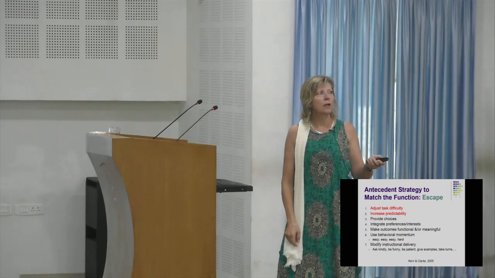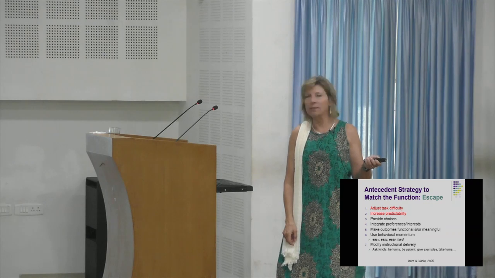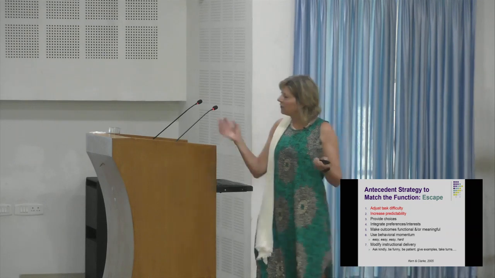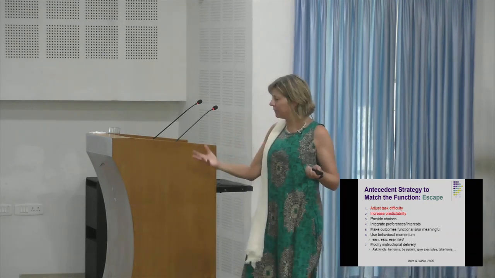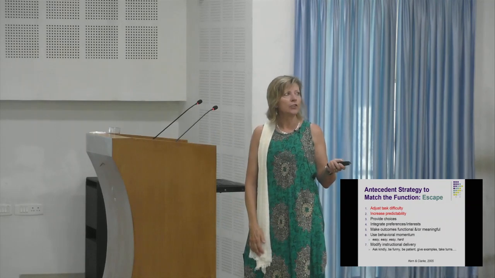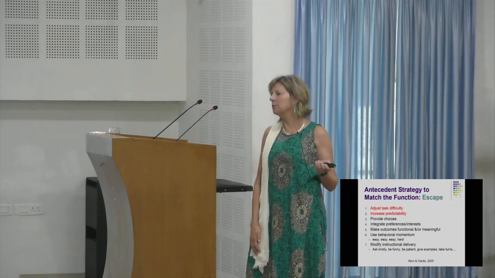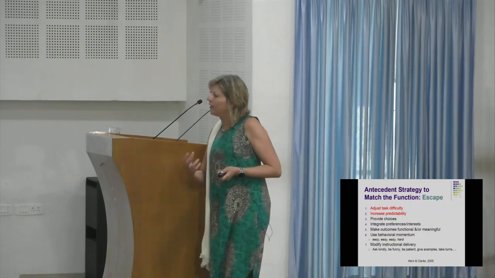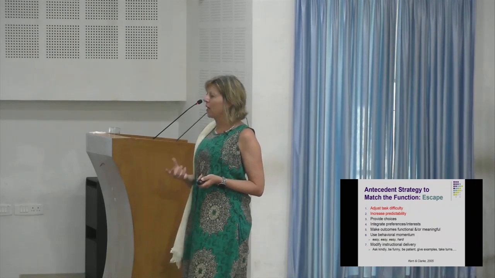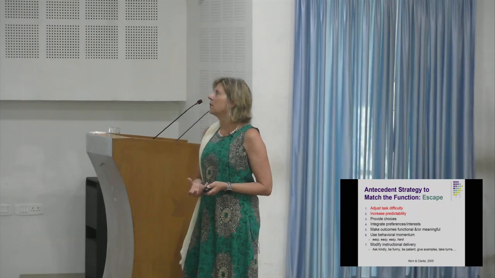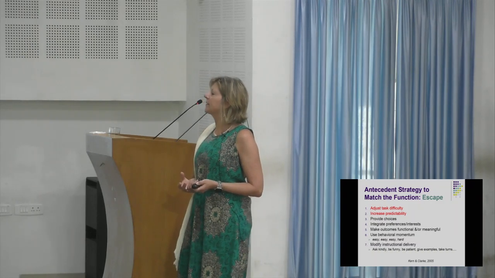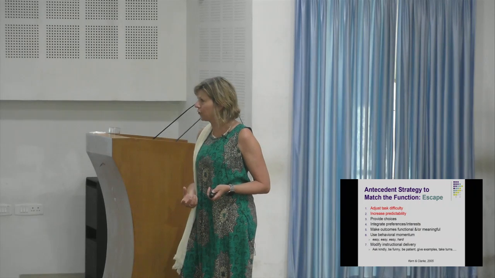Other ones that I already talked about are providing choices. If the child keeps trying to escape, try giving them more choices. Integrate preferences and interests. Make outcomes functional and meaningful. So can you make it so that the child understands or sees the impact of his communication?